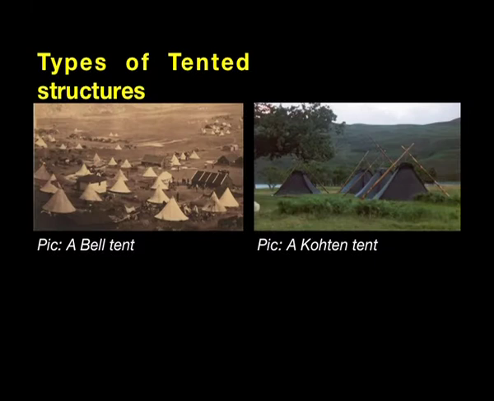These are the different types of tented structures. The tent on the left is called a bell tent. It was predominantly used by the British during the Crimean War, during the early wars. And this tent on the right is a curtain tent. Curtain tent is a typical German way of building a tent.